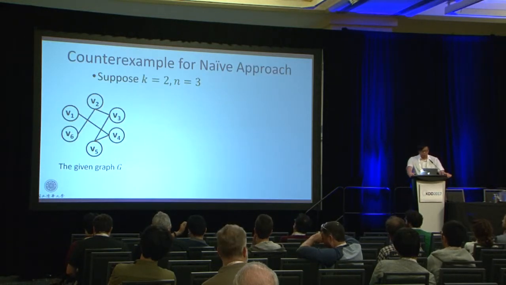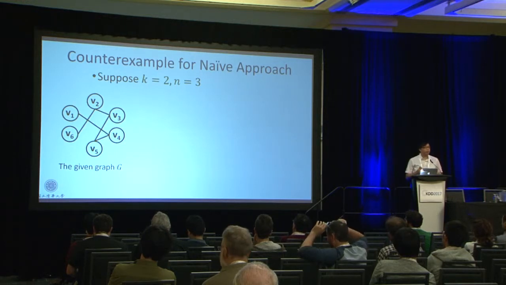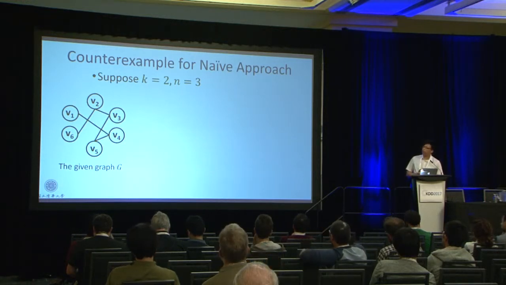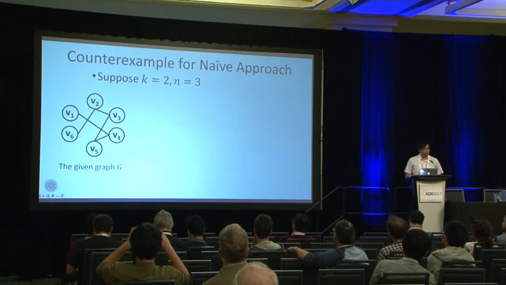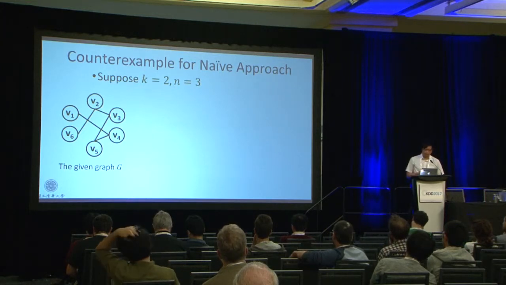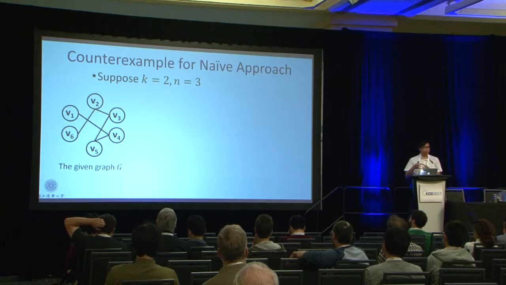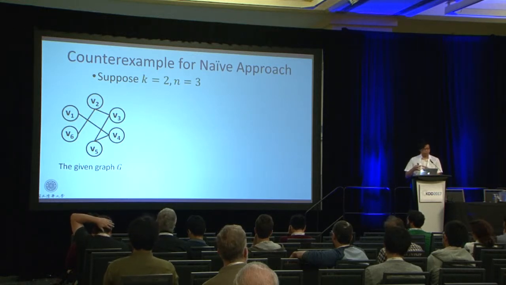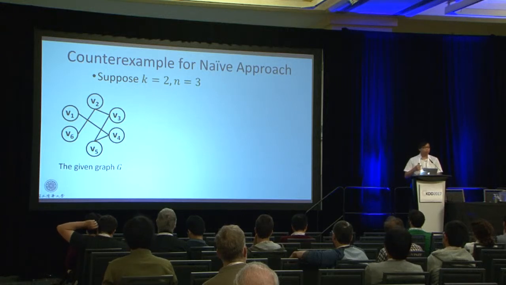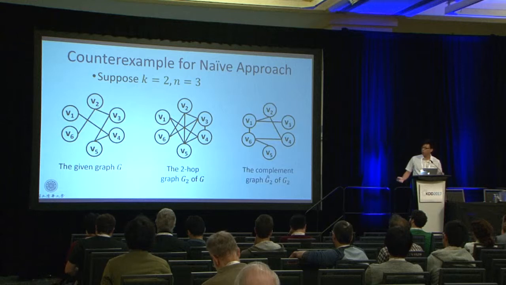So before we detail our algorithm, we first take a look at the naive approach. The idea is that we are trying to find socially dense groups on the complement graph. And then we hope that a socially dense group on the complement graph can map back to the original graph to form a socially tenuous group. However, this approach does not work.